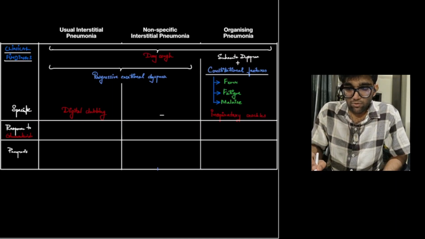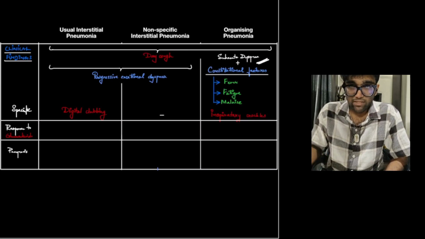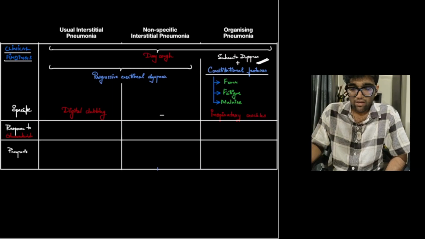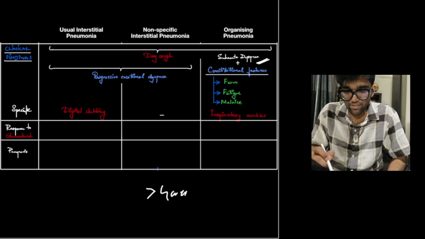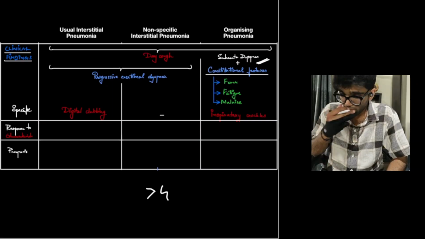Whereas organizing pneumonia produces shortness of breath, but that is more subacute in presentation, usually a few weeks. But again, chronic dyspnea is more than 4 weeks, so by that definition, most of these cases will also become chronic dyspnea.